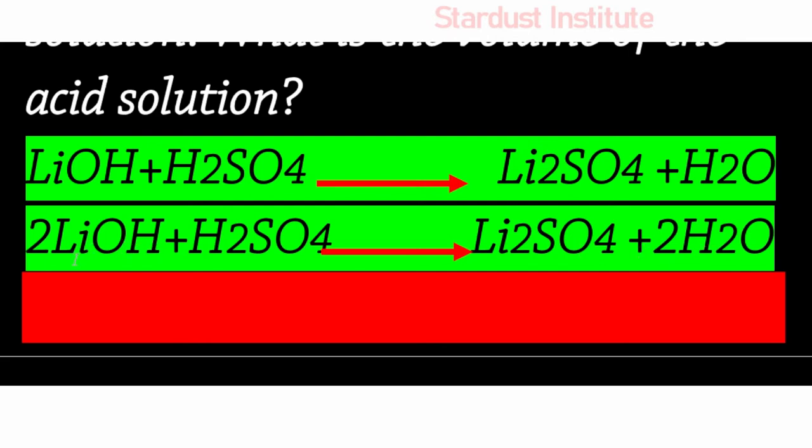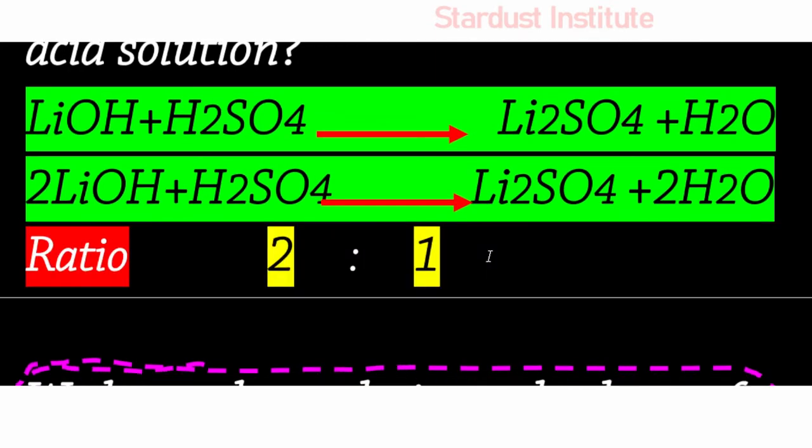Now you can see on the left hand side 2 lithium, on the right hand side 2 lithium; on the left hand side 6 oxygen, on the right hand side 6 oxygen; on the left hand side 4 hydrogens, on the right hand side 4 hydrogens; on the left hand side 1 sulfur, and on the right hand side 1 sulfur. This is the ratio. To react with 2 moles of lithium hydroxide, 1 mole of H2SO4 is required. In the same way, to react with 1 mole of H2SO4, 2 moles of lithium hydroxide are required.